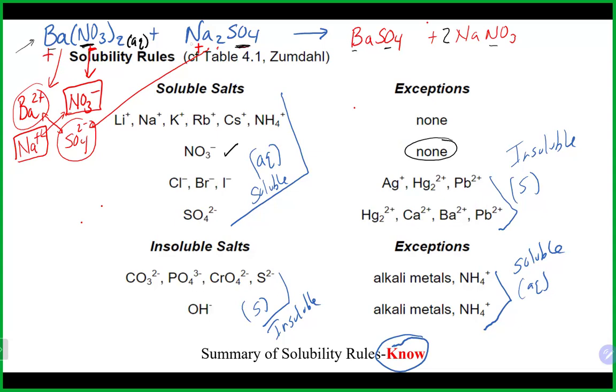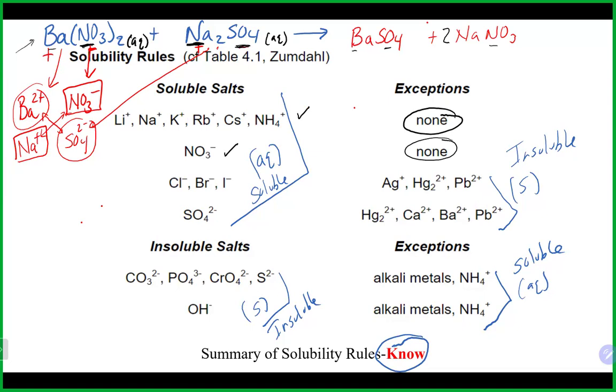When I look at the next one, I see sodium, which I could find on my list. Sodium is group number 1 on the periodic table, and that's the alkali metals, and they are soluble in everything. There are no exceptions. I don't even need to look at the sulfate at this point. I could just look at the sodium and know this guy is going to be aqueous. Any questions on that there?